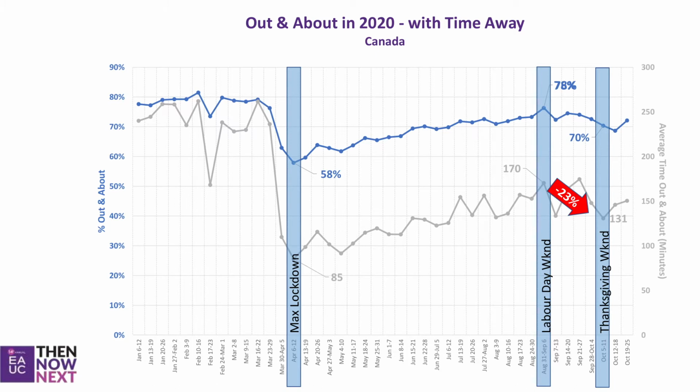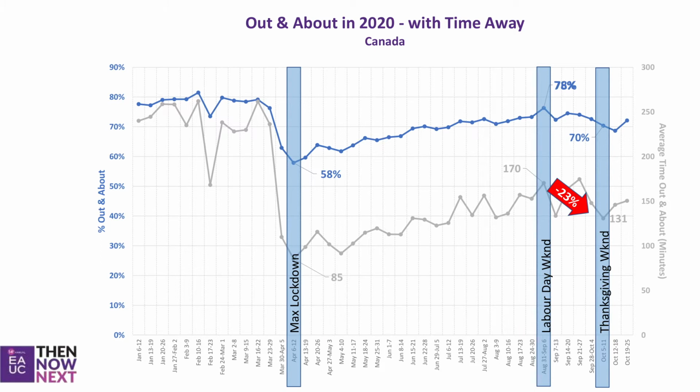If we look at another measure, the actual minutes spent out and about in communities, we see even more changes over this time. Canadians' time spent away from their home postal codes dropped to just 1/3 of their pre-COVID levels during the spring lockdown. So people were really staying home. When they were going out, they weren't doing a lot. They weren't spending a lot of time out.